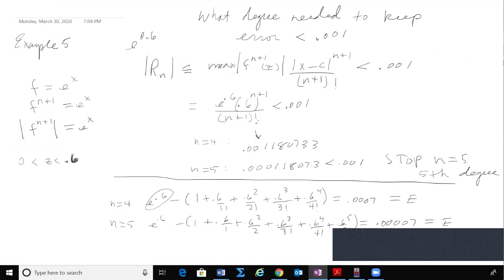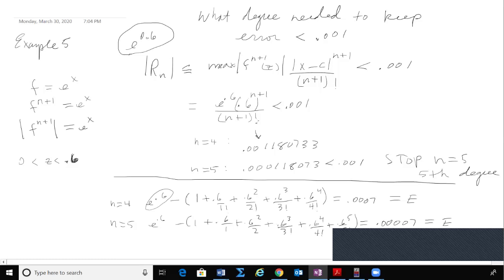Now, on the next problem here, I did some more work. This will save a little bit of time, but we're trying to figure out what degree is needed to keep the error on this estimate, whatever this is, less than 0.001. Well, what that means is that we're going to find the bound here on this remainder term. So this remainder term has to be less than or equal to the maximum of the n plus first derivative, evaluated at z, where z is somewhere between x and c.